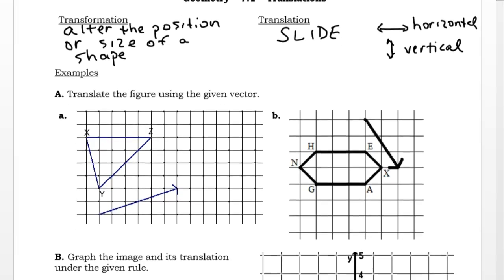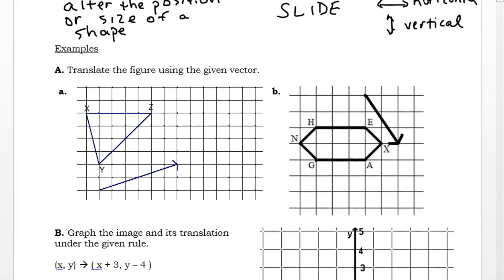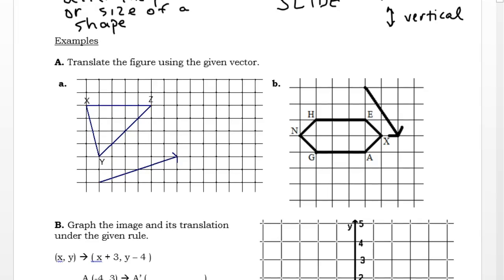So our first example is we're going to translate this triangle using the given vector. So there is an arrow here, which is called a vector, and that arrow is really telling us which direction we want to move our shape. So starting down here, and then moving towards the end of the arrow, how many units to the right, and then how many units up. So this is 1, 2, 3, 4, 5, 6 units to the right, and then it is 1, 2 units up. So I'm going to do that process on every corner in triangle XYZ.